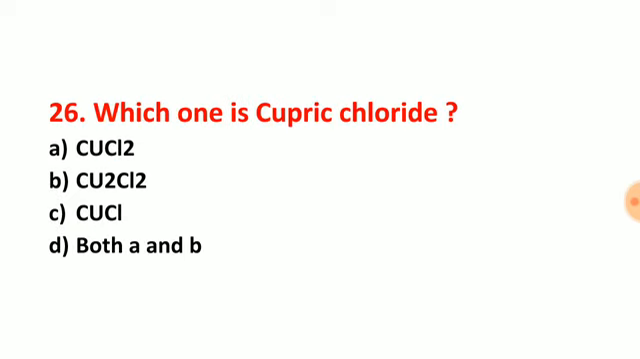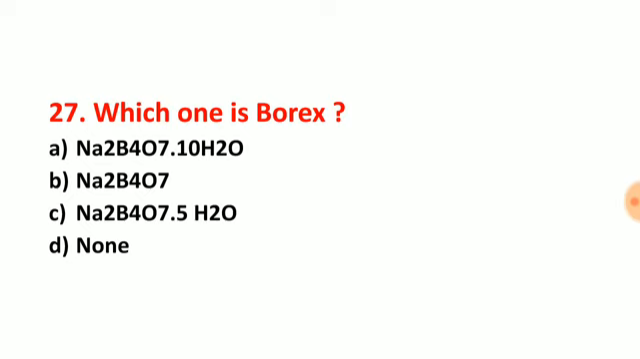Question number 26, which one is cupric chloride? Cupric chloride is CuCl2. Which one is borax? Borax is Na2B4O7.10H2O. Na2B4O7.10H2O is known as borax, the chemical formula for borax.